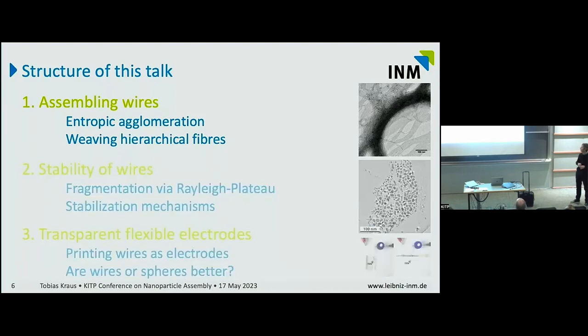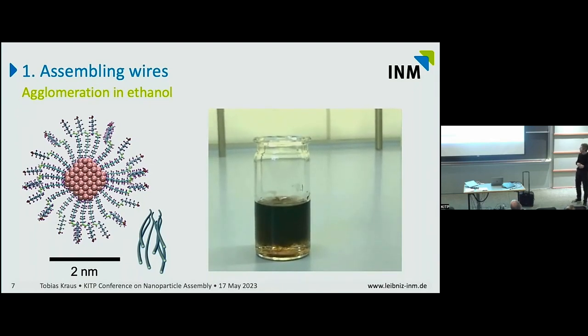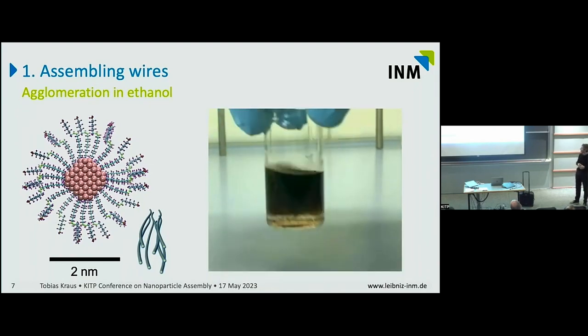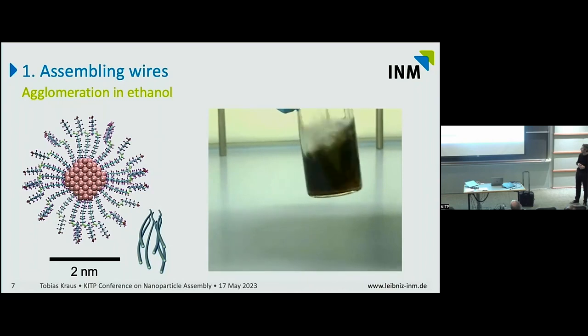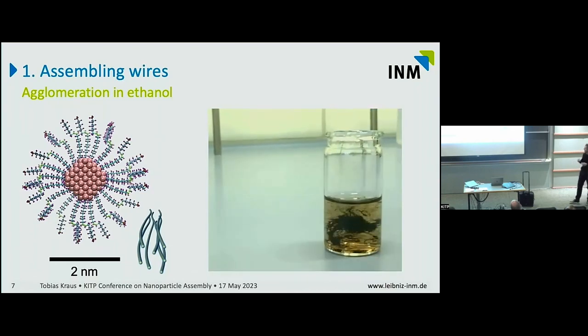But let's start with the assembly, and let's look at what happens if you add a bad solvent, a non-solvent, to a dispersion of these wires. This is hexane with not very high concentration of these wires. If you now add a bad solvent, they start agglomerating. And you will see that the way they agglomerate, even at the macroscopic level, looks a bit unusual. It becomes not a collection of blobs.